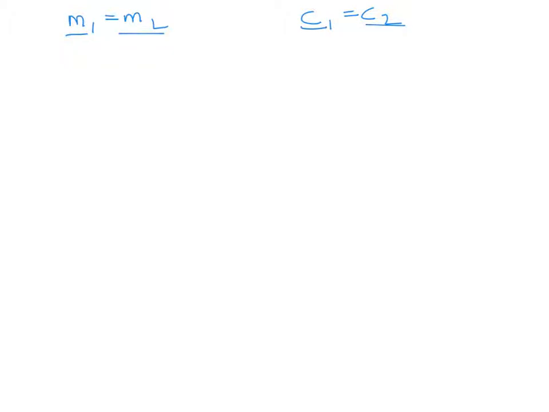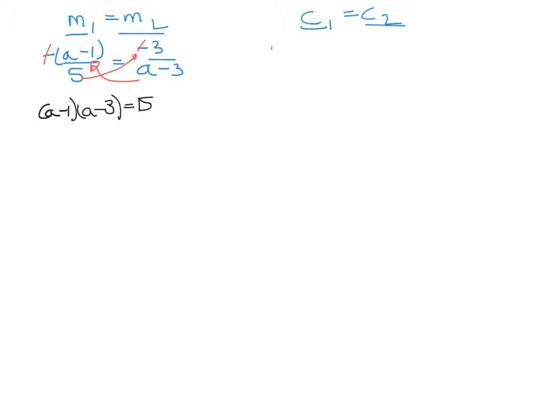Now what we'll do is we'll make one gradient equal to the other one. So that would mean minus (a minus 1) over 5 is equal to minus 3 over (a minus 3). Now we'll cancel out the negatives, and we'll cross multiply here. We'll end up with (a minus 1) times (a minus 3) equals 15. Now if we expand this, this is a quadratic. We'll have a squared minus 4a plus 3 is equal to 15.